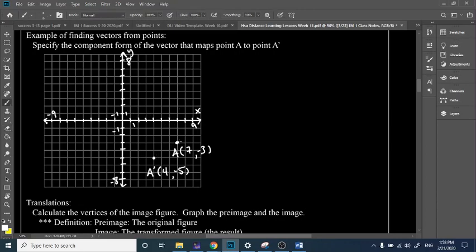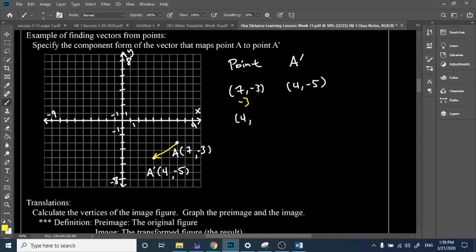So we want to find out what is that vector then, the one that connects those. Well, let's look at what's happening here. So we have a point A, and then we have A prime. So then that is 4, negative 5. So what happened to each of these? Well, let's see. In order to get to 4 from 7, we can do minus 3, because 7 minus 3 is 4.